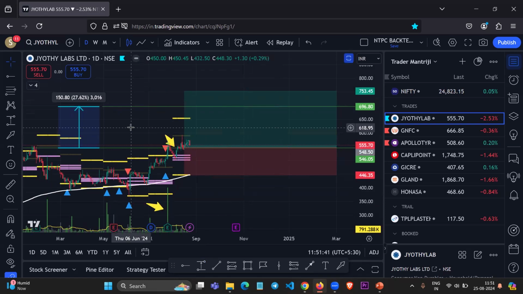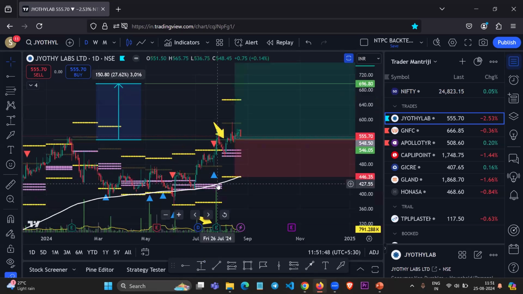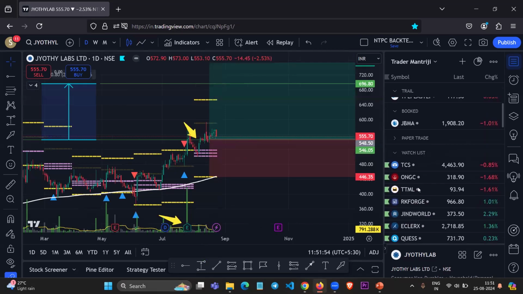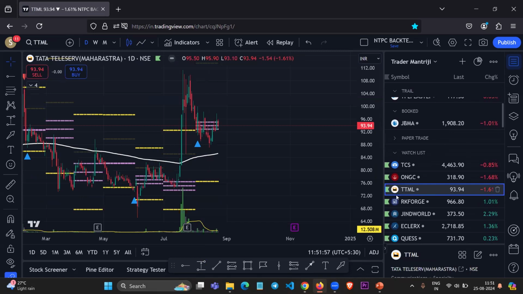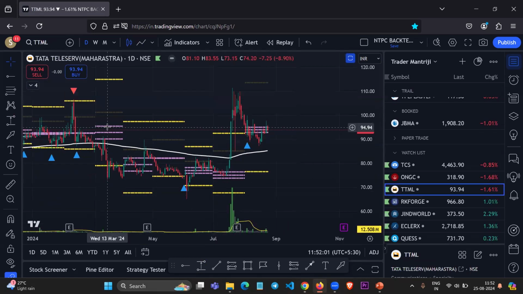Earlier I was discussing the 200 days moving average. In most cases, this indicator will act as a strong support. I will show you one example. Let's say there is this stock TTML, and it is satisfying our setup criteria.